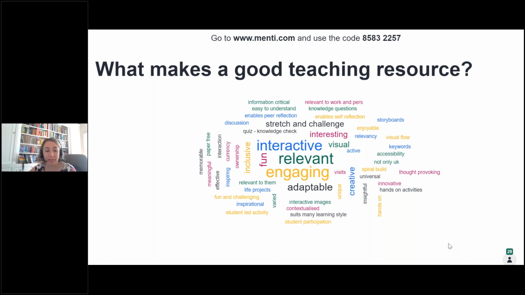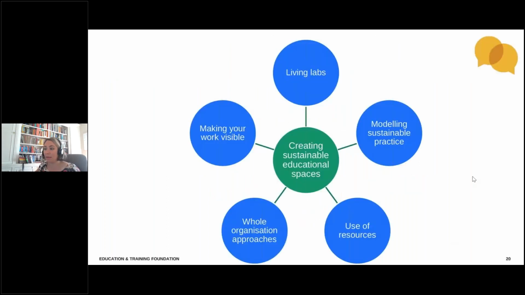Got two more things to share with you before we hand over to Graham. So one is just thinking about creating sustainable education spaces. And this is really thinking about that subliminal, hidden curriculum piece that we talked about earlier on this morning. And just different ways that you can do that. You can build that culture of making sustainability really visible and part of the norm of how your education provider, how your teaching and learning is delivered.